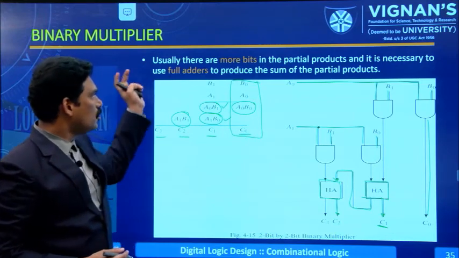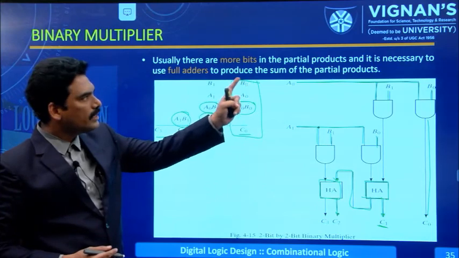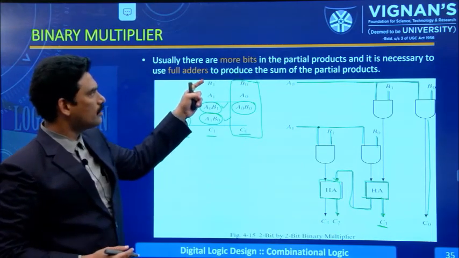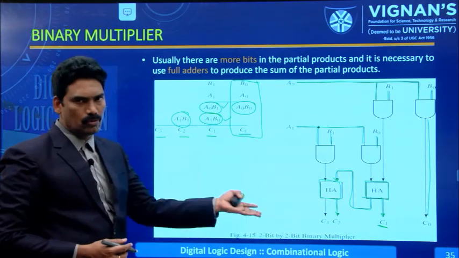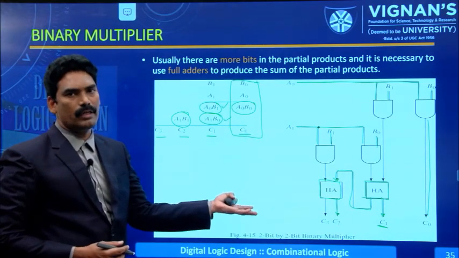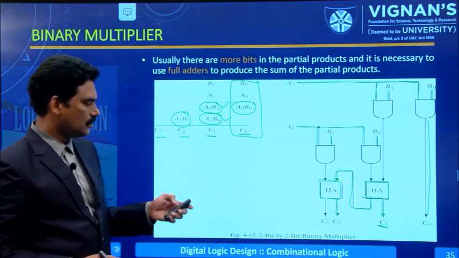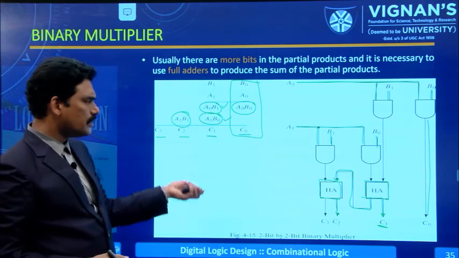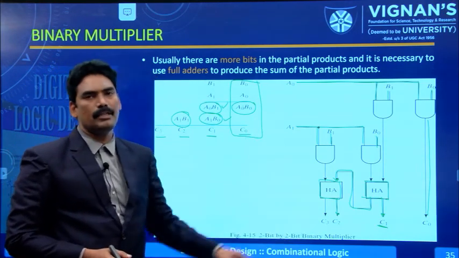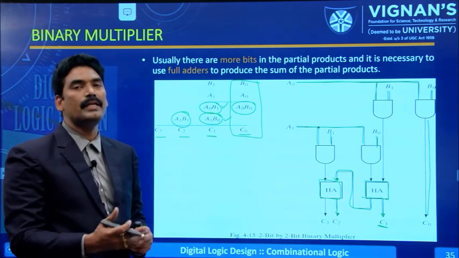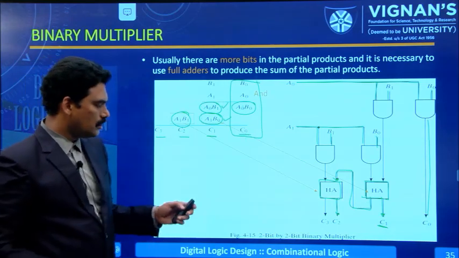Usually there are more bits in the partial products, and it is necessary to use full adders to produce the sum of the partial products. Now here we are using only half adders. Sometimes full adders are also required to perform this operation. Now this is the diagram for a 2-bit by 2-bit binary multiplier. Now see, this is the operation.